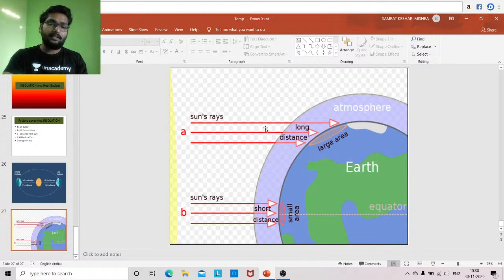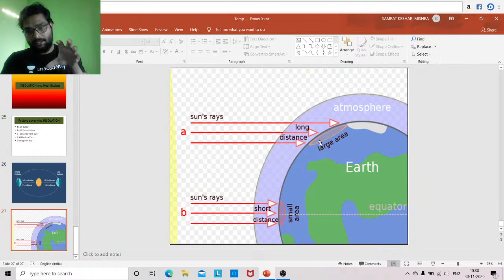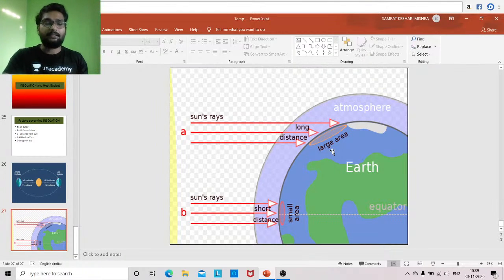And in the higher latitude the sun rays are not straight, rather they are oblique, and they are dissipated or spread to a larger area. The energy is distributed over a large area and automatically the energy will be less as compared to the lower latitudes.